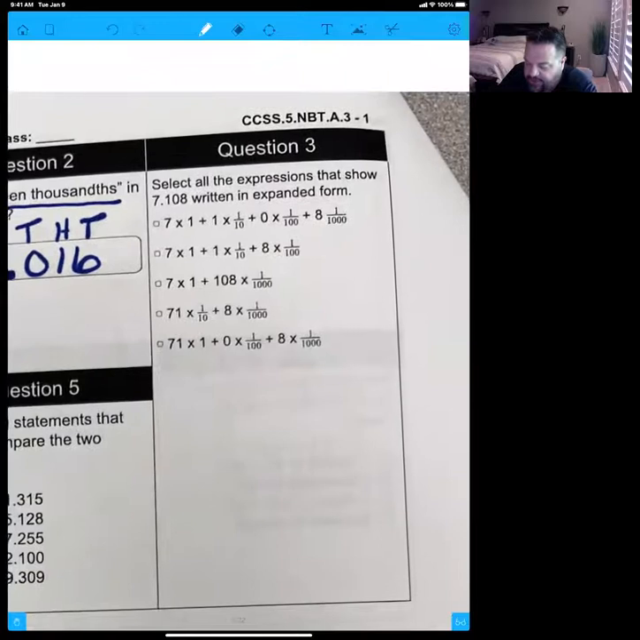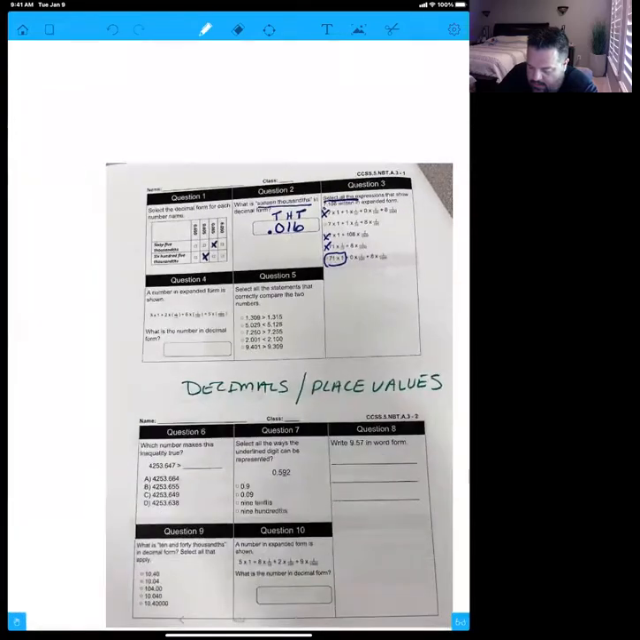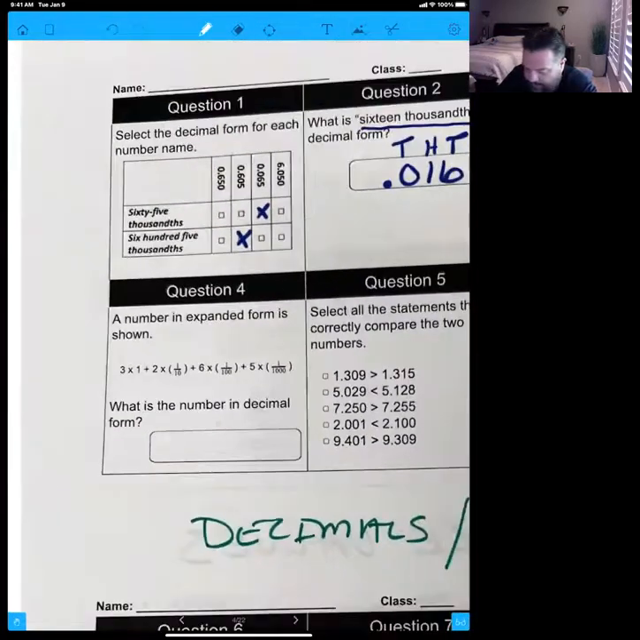Go ahead and get your answers to number 3. Select all. That means look for more than one on your test. Either get the first one, this one, and this one. You just got to watch how those break down, right? Eliminate the ones that don't make sense. Like, for example, this starts with 71 times 1. Well, you're never going to get a 7 by itself if you do 71 times 1, right? All right, take a look at number 4.